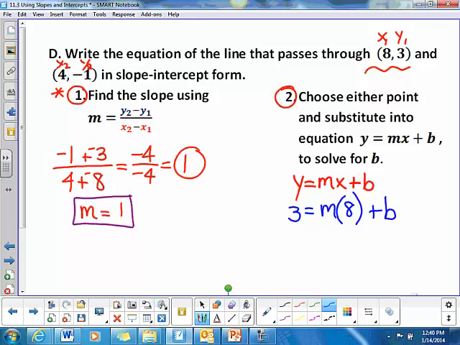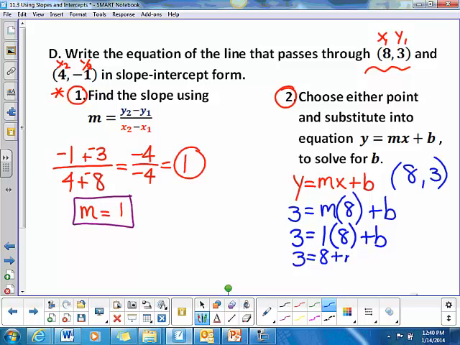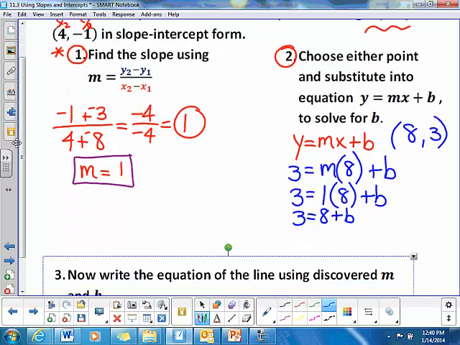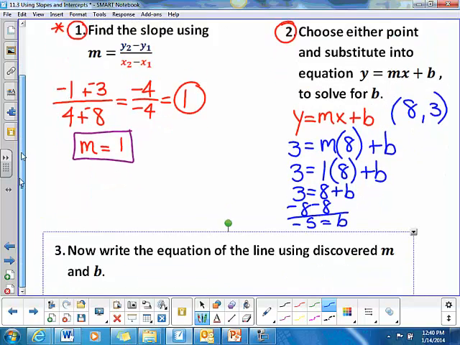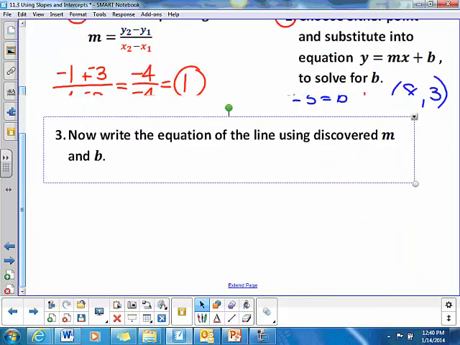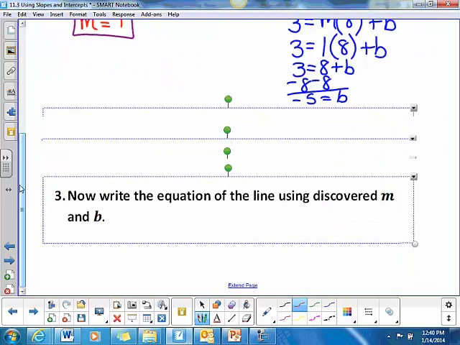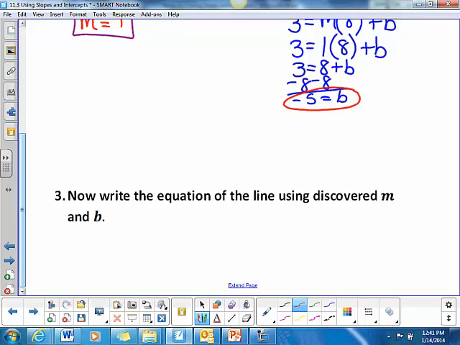All right. So I've substituted in my ordered pair. I'll write it here so you can see what I'm doing. I've substituted in my ordered pair, but I also know what the slope is. We just calculated it. The slope is 1, so I have 3 equals 1 times 8 plus b. Well, 1 times 8 is 8, so 3 equals 8 plus b. I'm going to subtract 8 from both sides. I get negative 5 equals b. Okay? So now I have calculated b. Remember, b is my y-intercept.